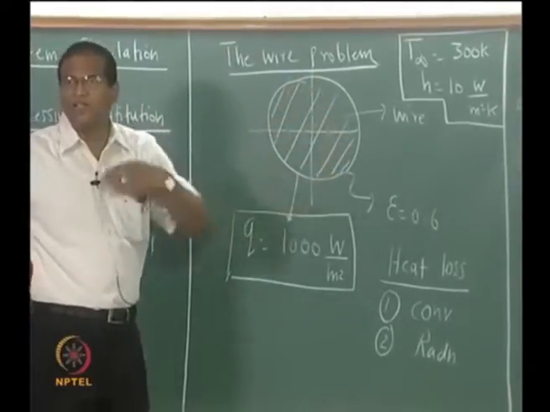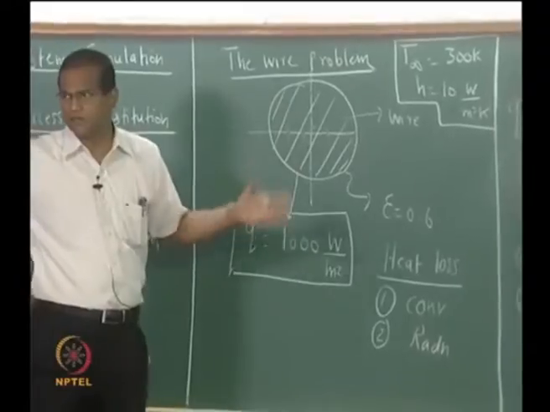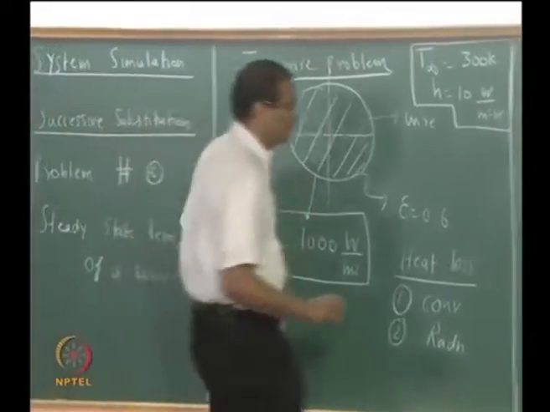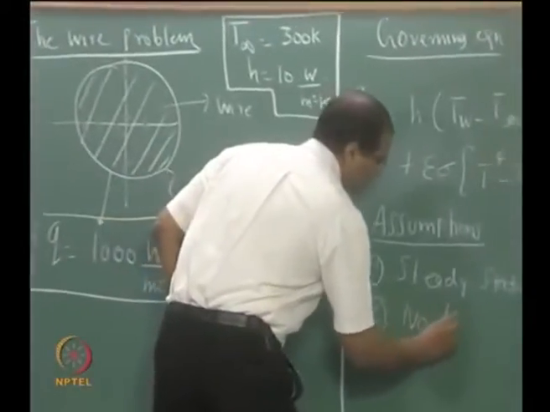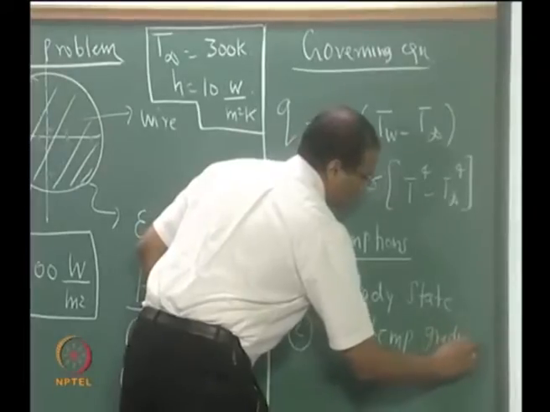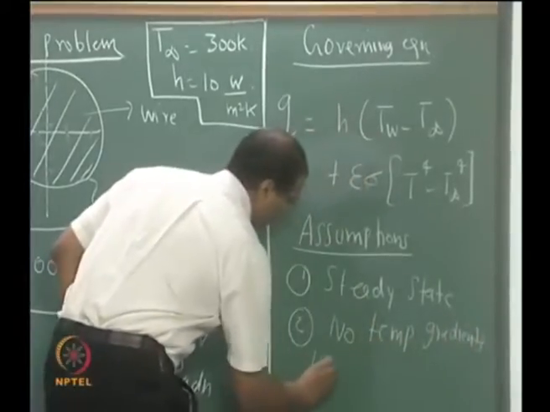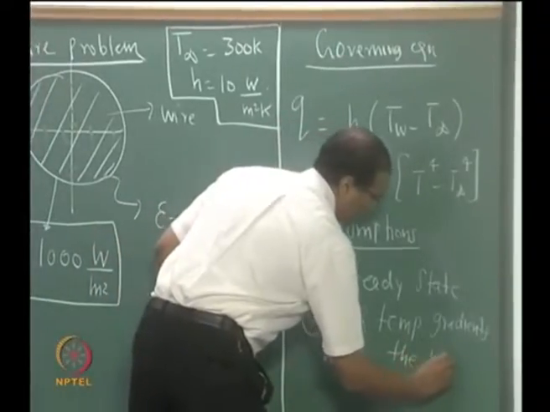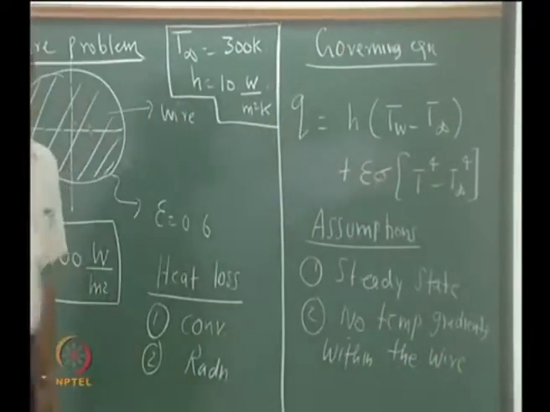That is not central, because this is a problem on successive substitution. We are not getting into a heat transfer debate. Okay, no temperature gradients within the wire. Anything else?